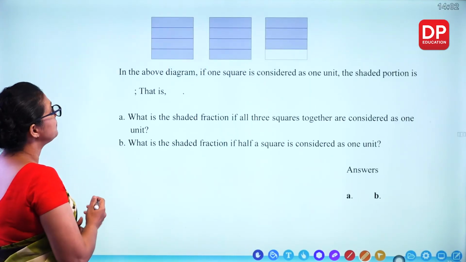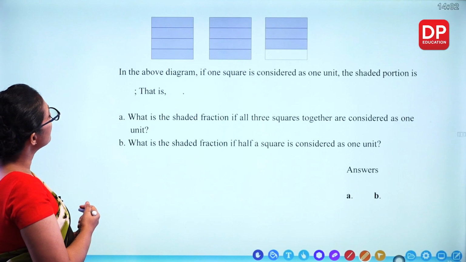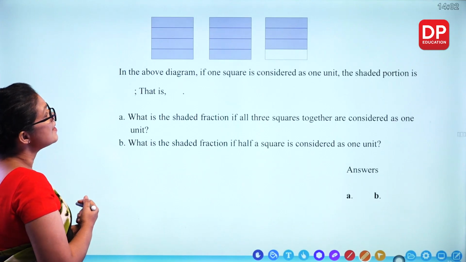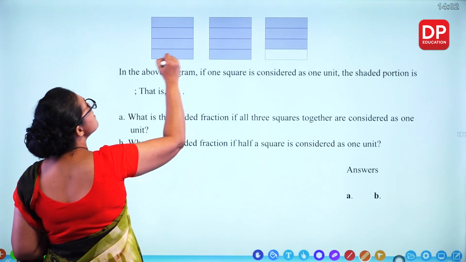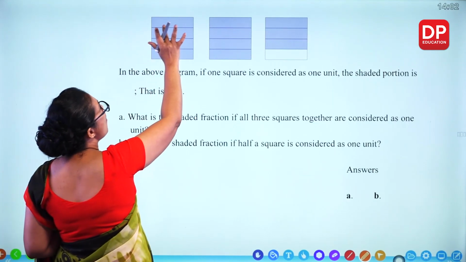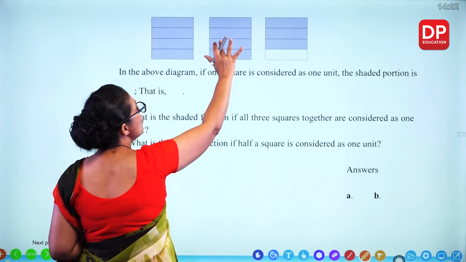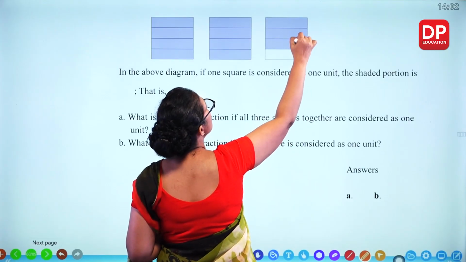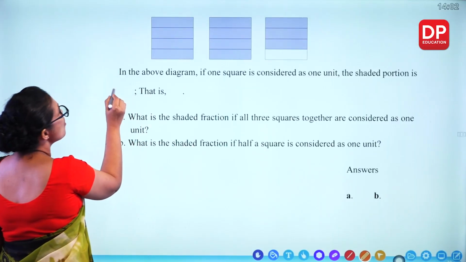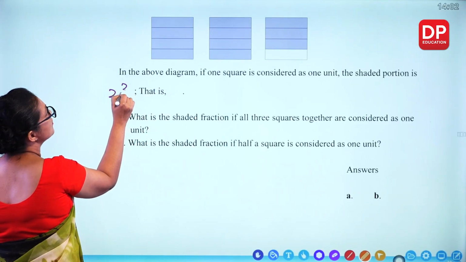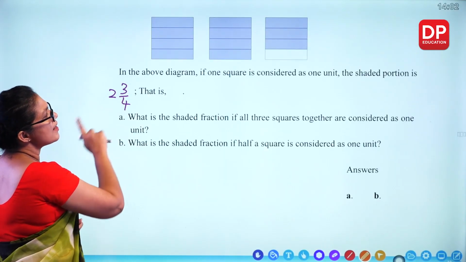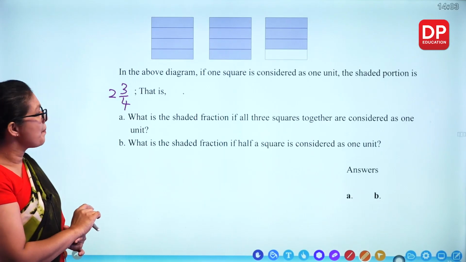We'll take another one. Look at this diagram. In the above diagram, if one square is considered as 1 unit, this is 1 unit. How many parts are shaded? 1, 2, and then what's the fraction here? 3/4 of the other part. So this is the part that is colored, shaded.